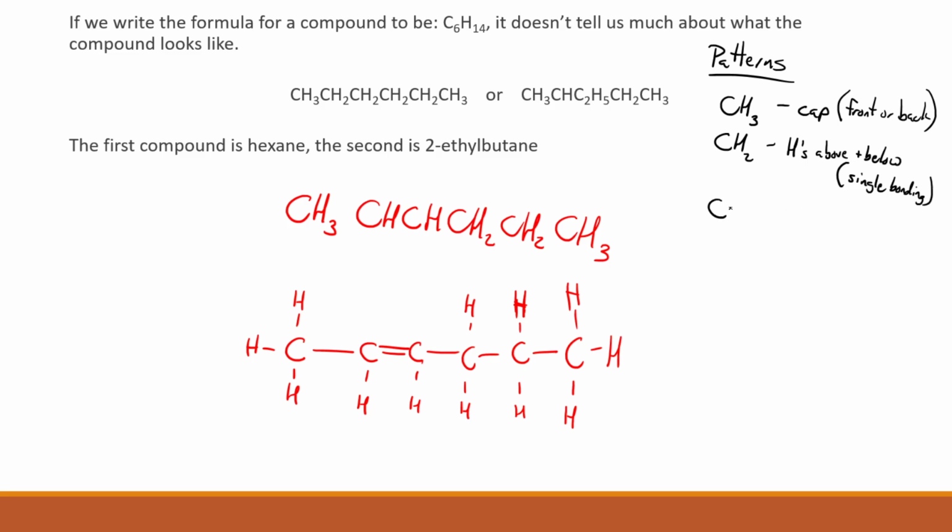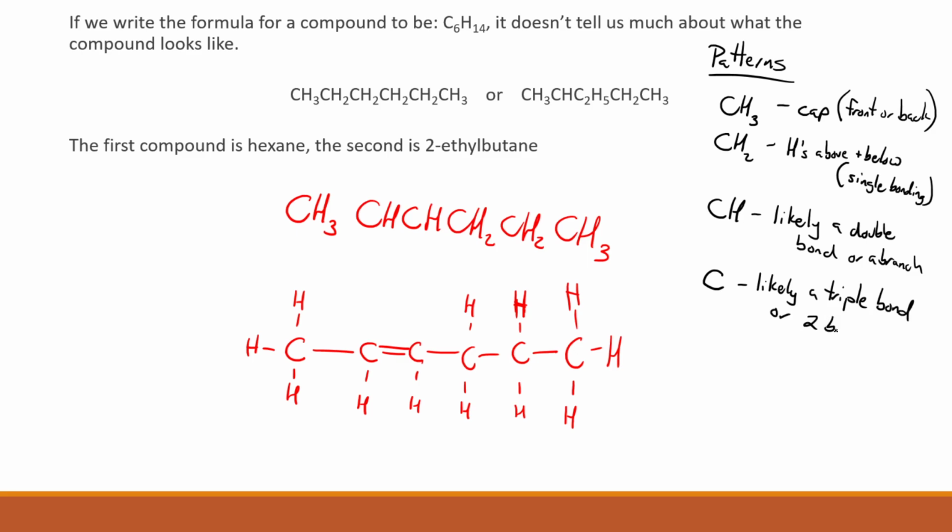If we have just CH, there's likely a double bond or a branch. And if we have just a C, it's likely a triple bond, or 2 branches.